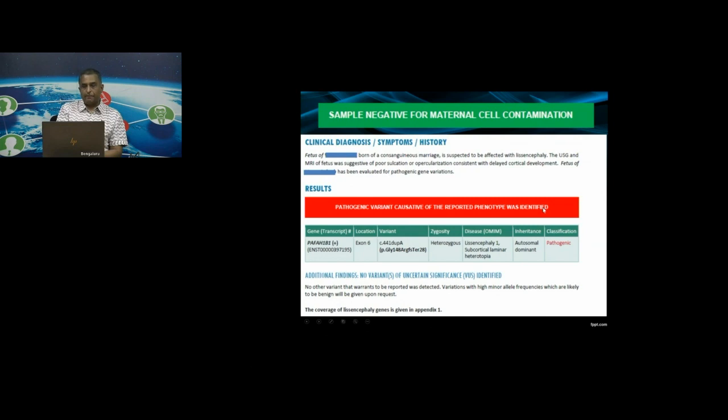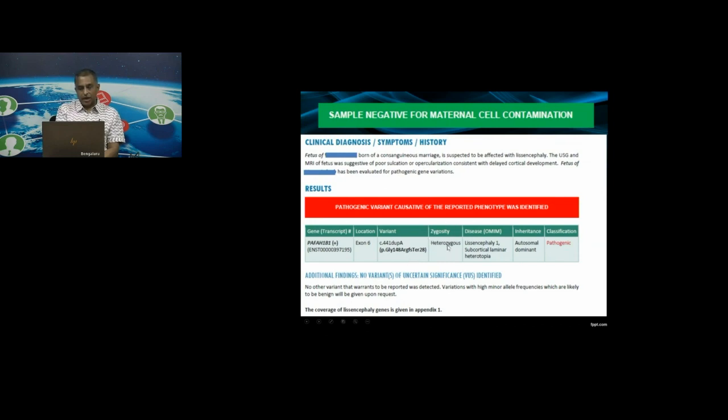Now, the phenotype that we've suspected or diagnosed is delayed cortical development, delayed sulcation, lissencephaly. And what is the gene that has been found to be abnormal? This is the PAFAH1B1 gene. It's located on exon 6, and that's the variant, both in terms of the loci as well as in terms of the amino acids which get flipped over, and that is the zygosity.